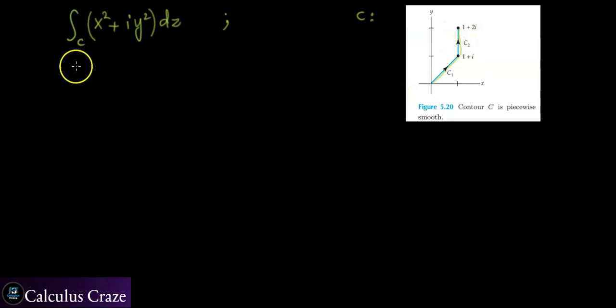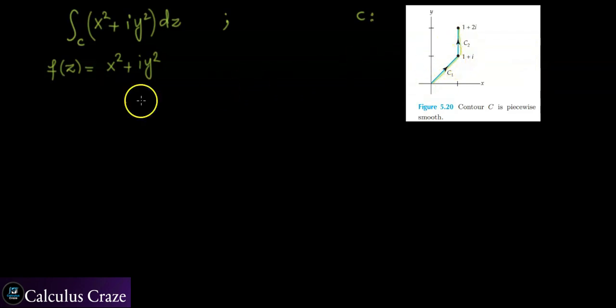So in our case, the function is f of z, which is x squared plus iota y squared. So this is the complex function, and we have to integrate it with respect to the complex variable z. So we will apply the definition, but before we apply the definition, we really need to make the parameterization of this piecewise smooth curve.